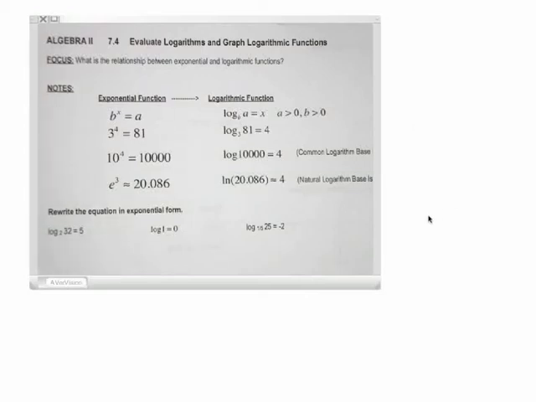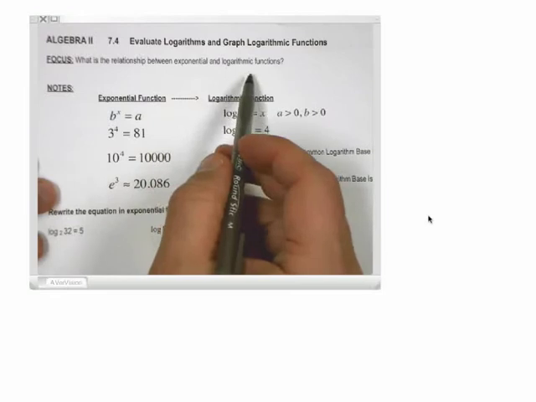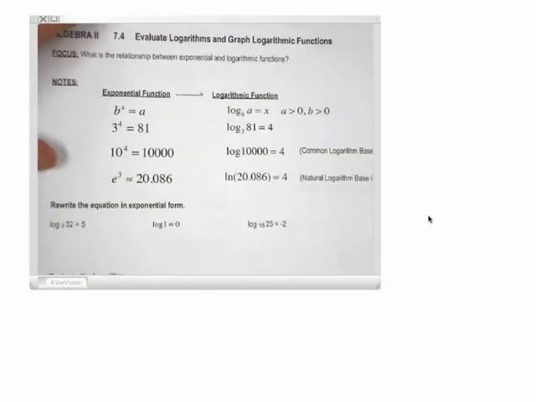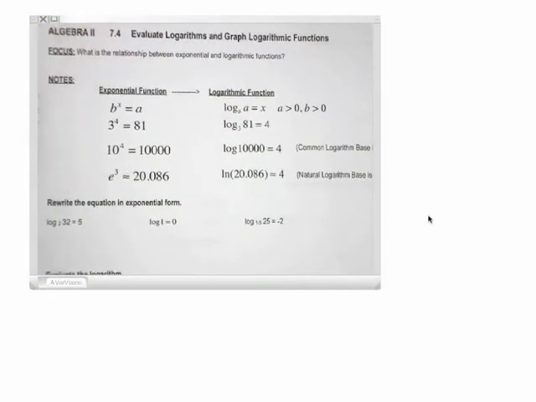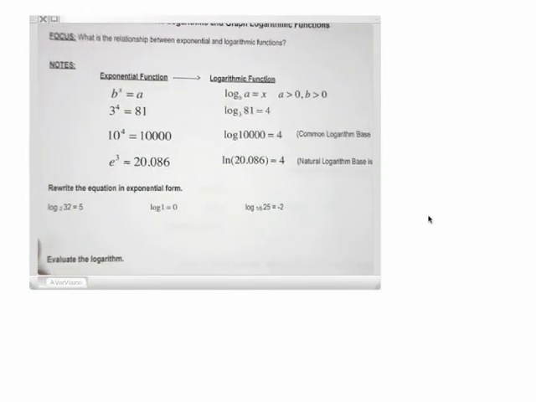Okay, this is lesson 7.4, evaluating logarithms and graphing logarithmic functions for Algebra 2. Basically, our main focus is looking at the relationship between an exponential and a logarithmic function. I know this is going to be new for a lot of you in Algebra 2, so we'll try to go as slow as possible here. But basically, logarithms and exponential functions.